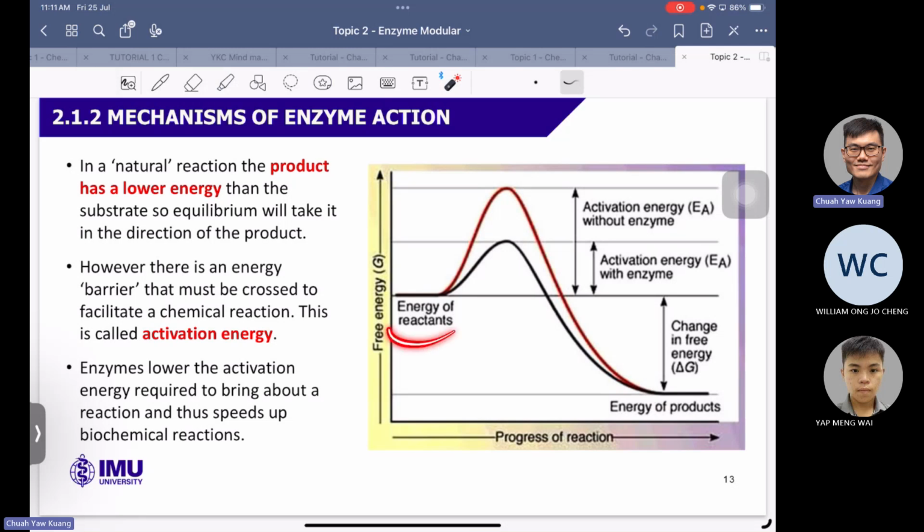But in nature, for most of the reactions catalyzed by enzymes, the reactant has a higher energy level and the product has a lower energy level. So by nature, the reactants tend to hit each other and become the product. But not all the reactants can simply become the product. Why? Because they need to cross an energy barrier, and only then do they become the product.